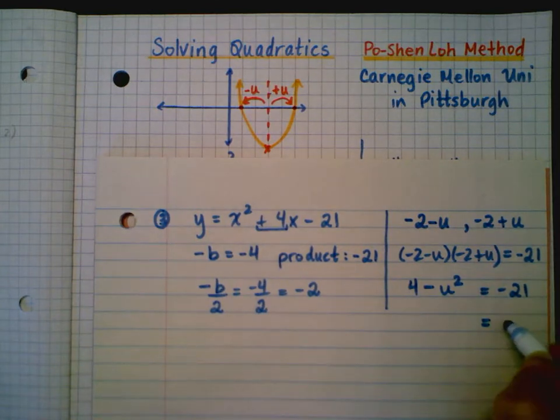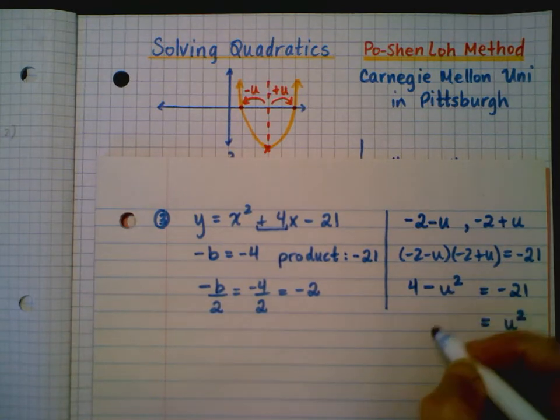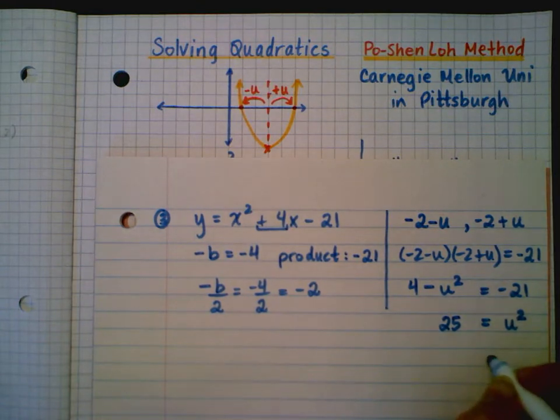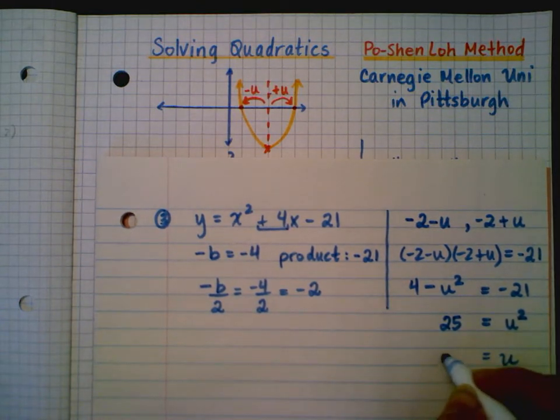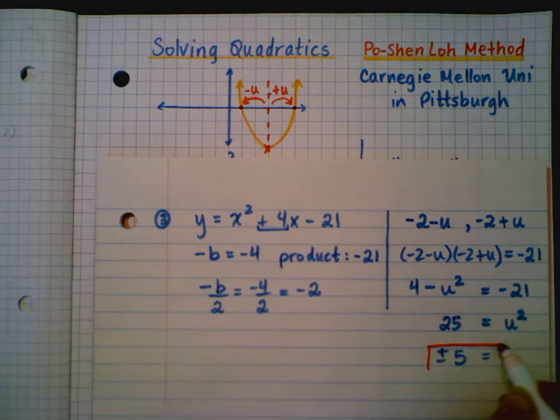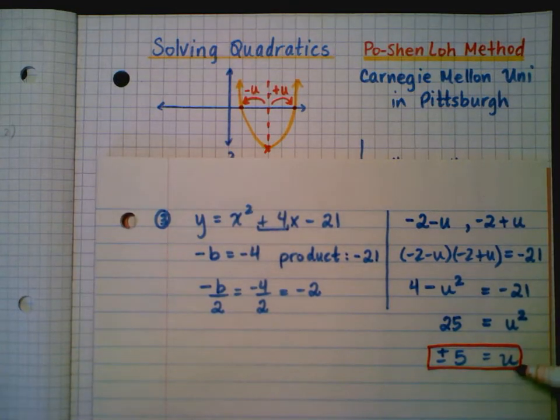Isolate for u. First we're going to bring it over to the right hand side, so it's by itself, and that's 25. If u squared is 25, then the value of u is plus or minus 5. At this point, now that I have a value for u, I actually have two values, I can put it back into these statements. And it doesn't matter whether you take the subtraction statement or the addition statement, it will work out the same.